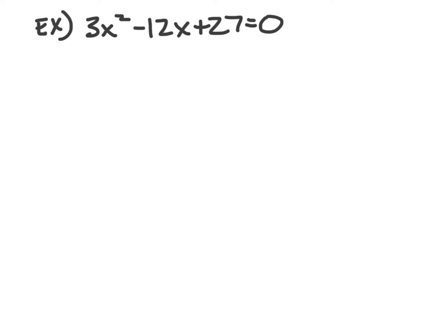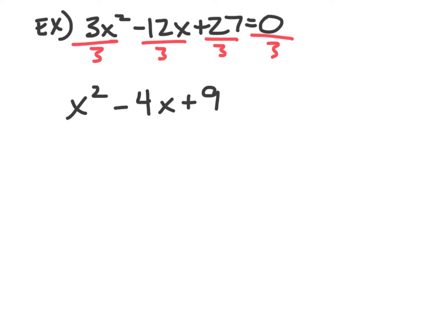Let's try it one more time. Remember that the first step was that if a does not equal 1, we need to divide everything by a. So whatever we do to one side, we'll do to the other. So here we have x squared minus 4x plus 9 equals 0. Now, you might be asking yourself, wait, I can't just throw away this 3. Right, but the thing is that we're solving. If we were factoring, we'd still need to keep that 3 on the outside. But since we're solving, we're okay.